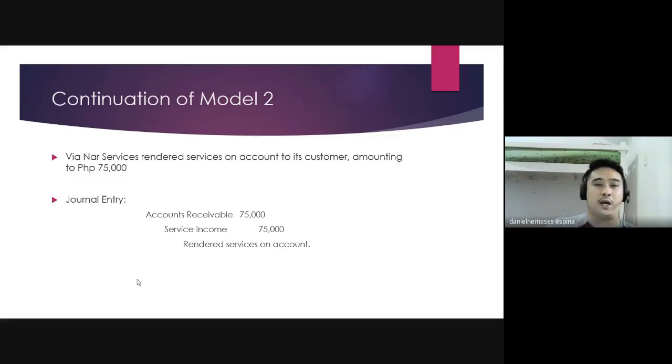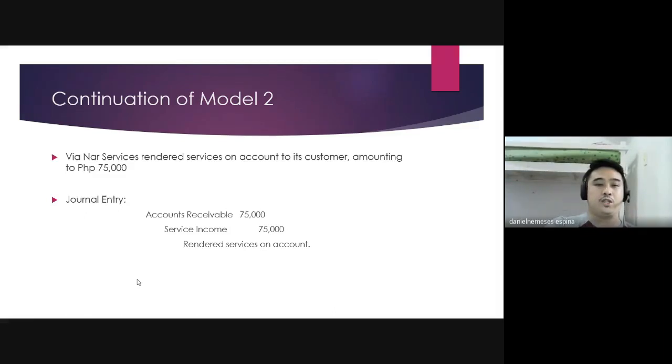So you have already delivered the service, but you have not yet received the cash. You still have something to collect from customers, amounting to 75,000. I did not mention a promissory note, right? If there is a promissory note from the customer, it is notes receivable. But if there is none, we assume it is a verbal agreement, so we use the account title accounts receivable. Is that clear? So we will use accounts receivable.